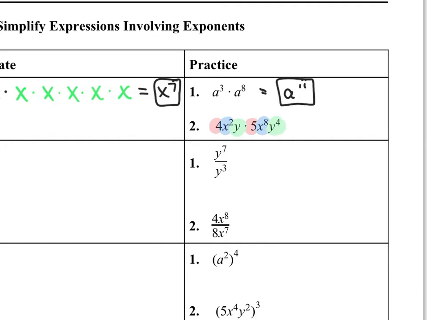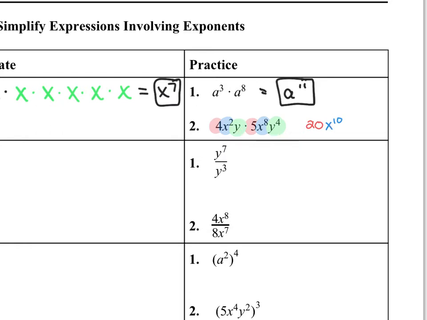So my first problem is to do the number 4 times the number 5, which would give me an answer of 20. Then I'm going to do x to the second times x to the 8th. Since I'm multiplying and both bases are x's, my shortcut tells me I can just add their exponents to get x to the 10th. I can also visualize this in expanded form, which would have been 2 x's multiplying itself and 8 x's multiplying itself for a total of 10 x's multiplying itself.